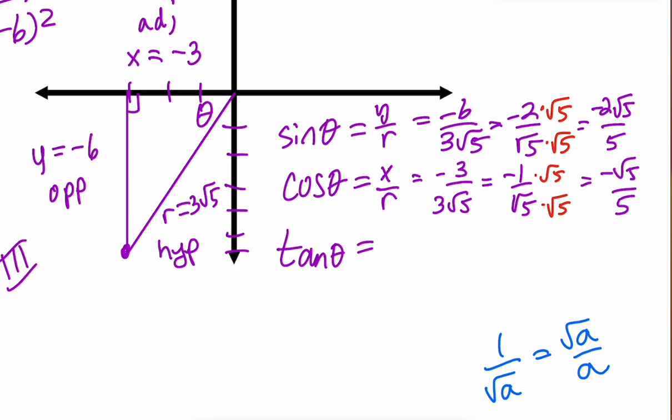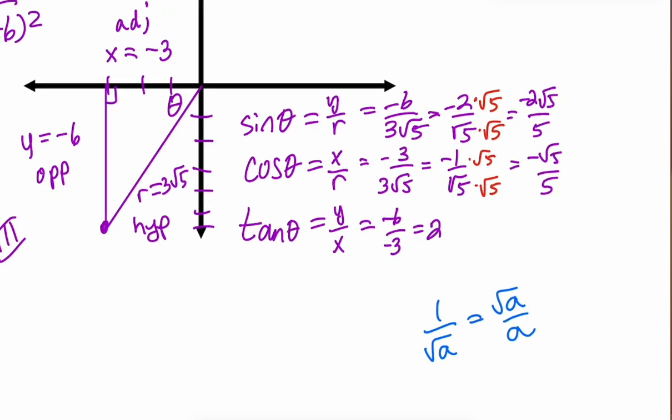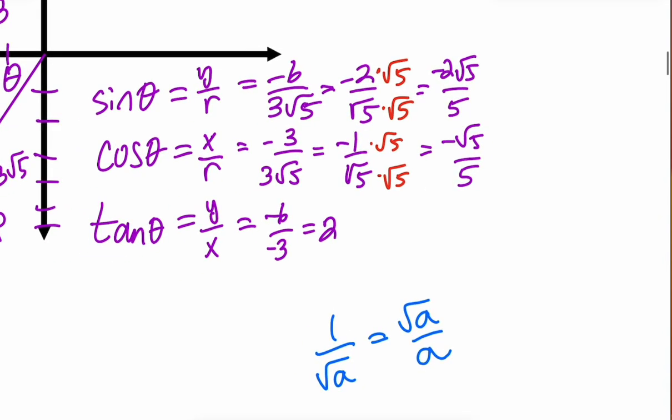Okay. Let's do one last one. Remember, tangent is opposite over adjacent. So in this case, it's always going to be your y value over your x value. We were given the y value was negative 6. The x value was negative 3. We're going to get 2 over 1 or 2. Now, those are our three standard trig functions. So now we have to do their reciprocals.